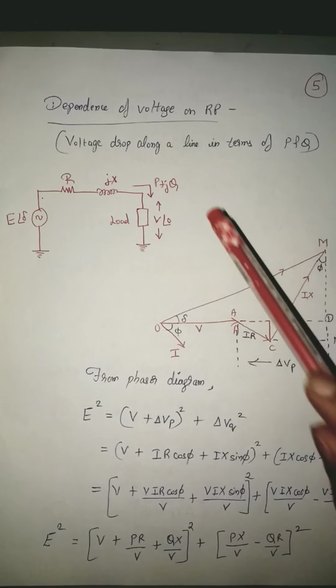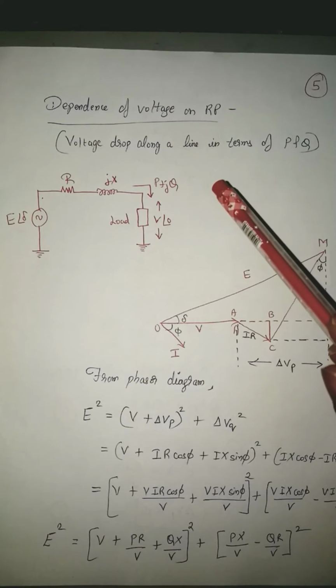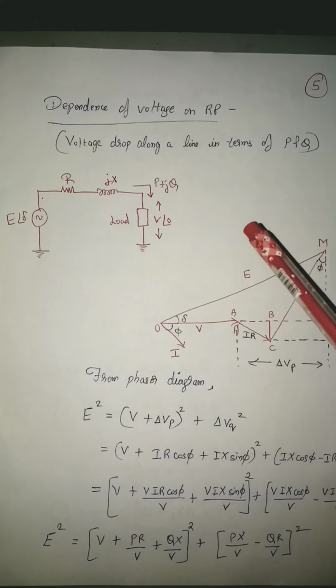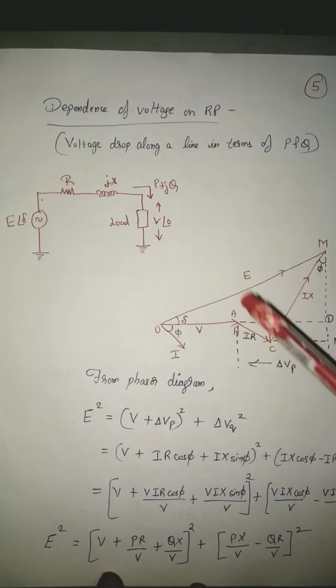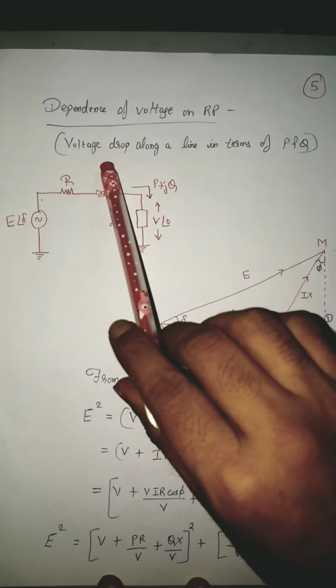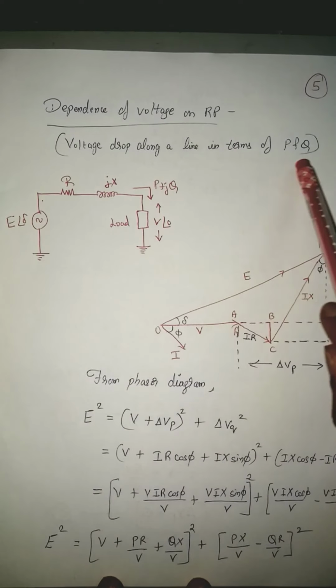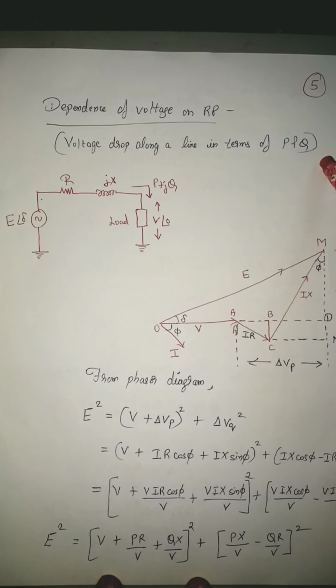Now we'll start with the dependence of voltage on reactive power. Earlier I was telling you reactive power imbalance always affects the voltage, active power imbalance always affects the frequency. That will be evident in this particular derivation. You will try to understand. The other name given to this content is voltage drop along a line in terms of P and Q. Different authors refer to the content by different names.